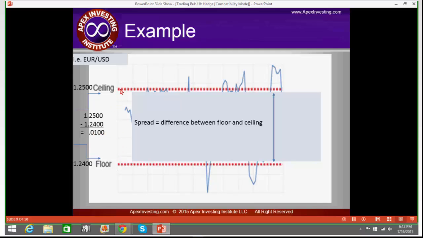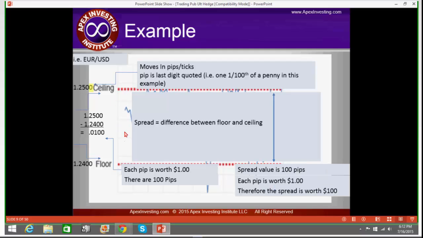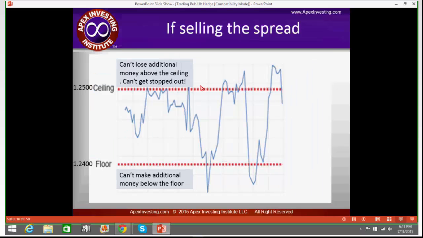All right, so 100 pips, 100 ticks, whatever you want to call it, the last digit quoted, moves in pips or ticks. Each pip is worth $1, and there are 100 pips here in this spread. So the spread value is 100 pips. Each pip is worth $1. Therefore, the spread is worth $100, depending on where you buy or sell into the spread.